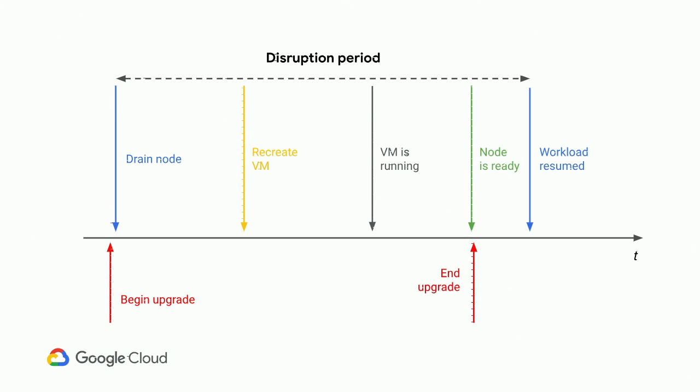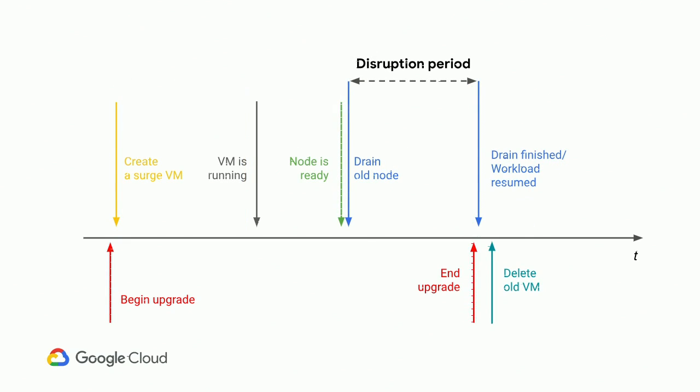Well, if you look at that timeline, you can see that there are certain things that we can move out from the rescheduling part. And specifically, we can create an extra VM, also called a surge VM, before draining the node. And you can see how the disruption period actually shortens, and it equals now only the time that it requires Kubernetes to reschedule your workload from node to node. We call this feature surge upgrades. We're going to launch it in alpha this quarter. You're welcome to use it.